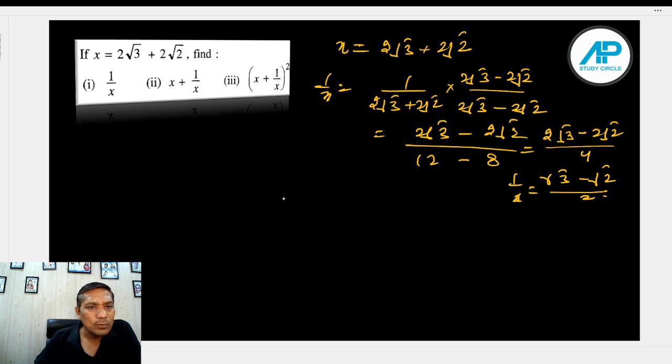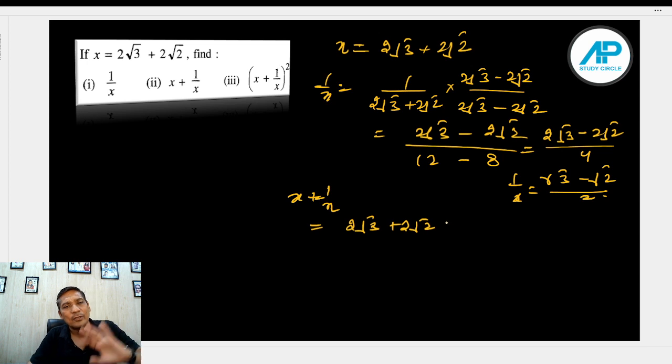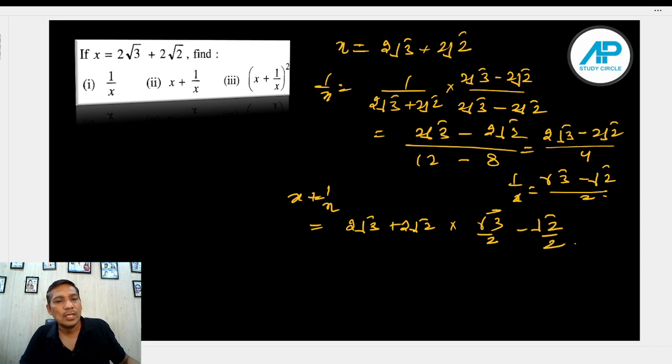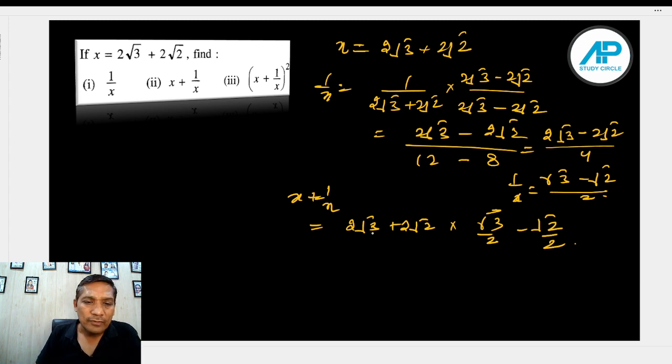So when I'm finding the value of x plus 1 upon x, I am not getting the sum in a systematic order. It is simply that I got two terms where I need to multiply. I need to take the LCM first of all. So you see here root 3 by 2 minus root 2 by 2. What should I add? We don't know. What should we subtract? We don't know, because they're not the same. So we might regroup them. It's better you regroup them.